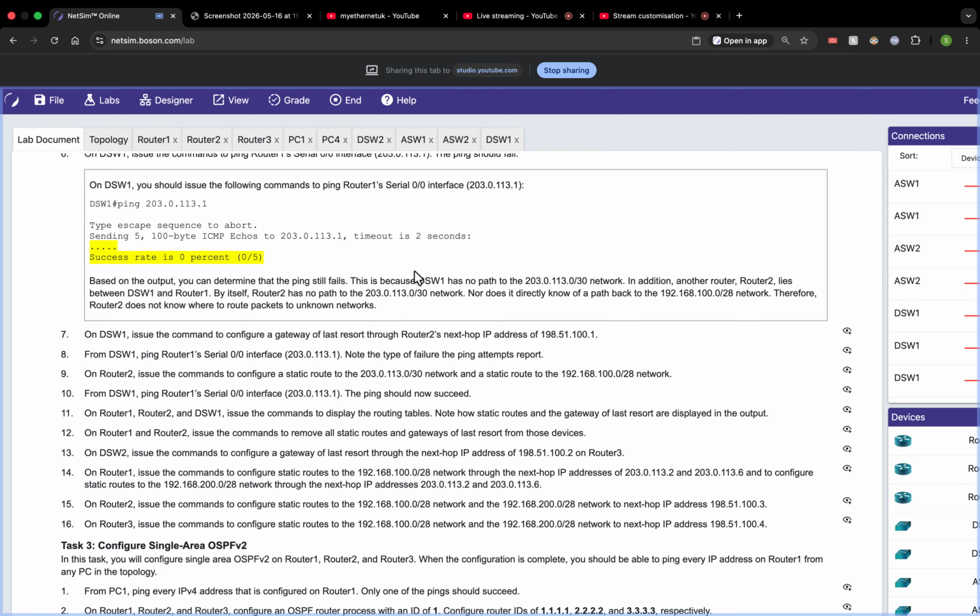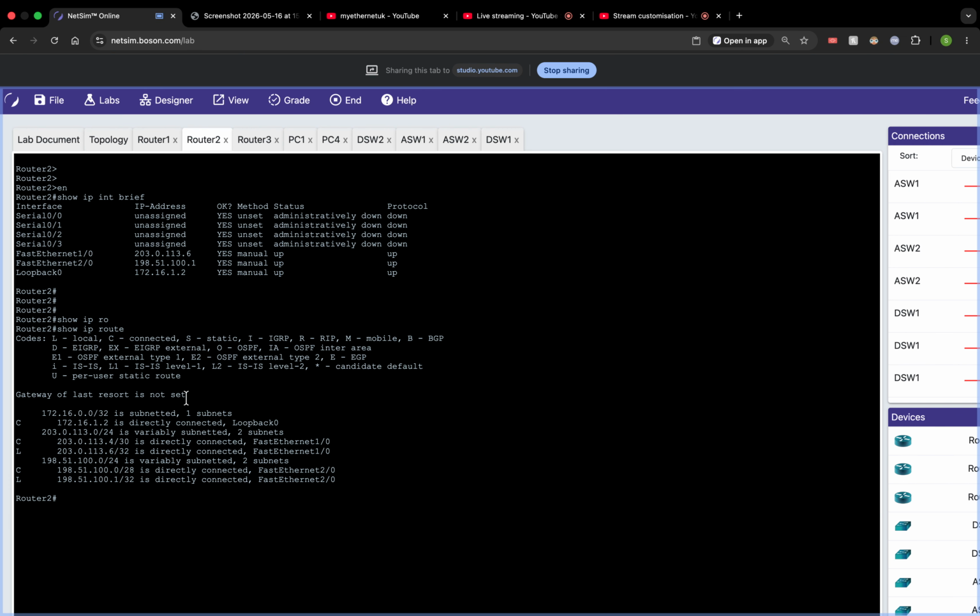Again, do ping. Yeah, that doesn't work either. But let's do... No, that's not working. But anyway, we've not been asked to do that. What we've been asked is to ping that 00 interface. We can't ping router 1's 00 interface.